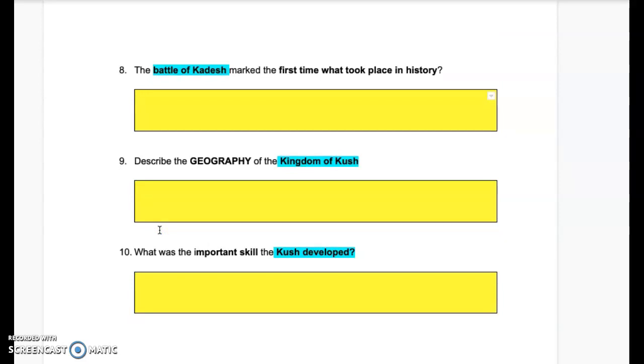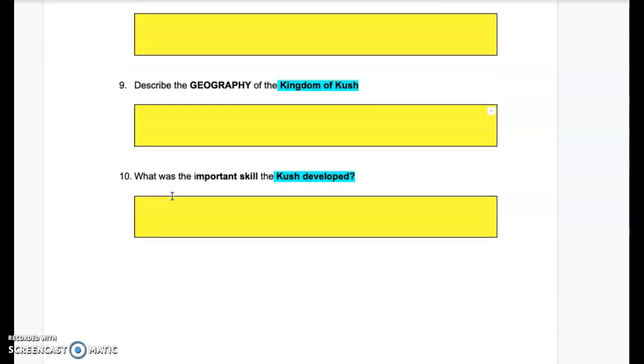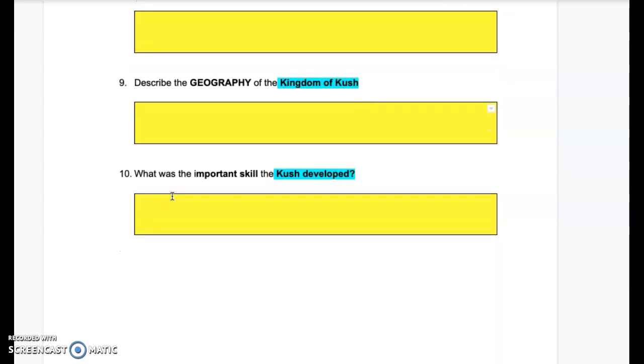Number 9. Describe the geography of the Kingdom of Kush. And type your answer in the yellow text box here. And number 10. What was the important skill the Kush developed? And type your answer in the yellow text box here. Be sure to look back at your notes and the chapter summary to help you answer these questions.